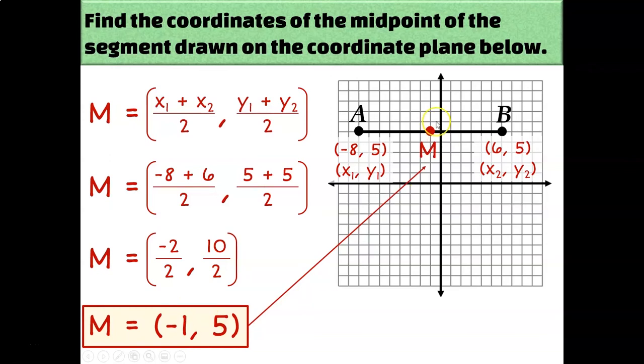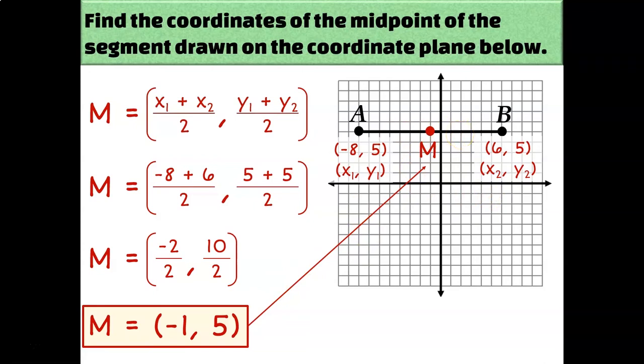I always encourage you to go ahead and do what I just did, which is plot that point on the graph to make sure that it makes sense. Because if we had gotten the point 5, negative 1, that's all the way over here. That wouldn't make sense. It's not even on the segment. Always plot your point afterwards and make sure that it's on the segment and appears to be about halfway in between those two endpoints.